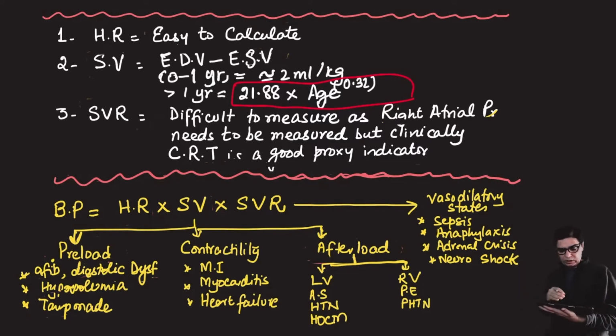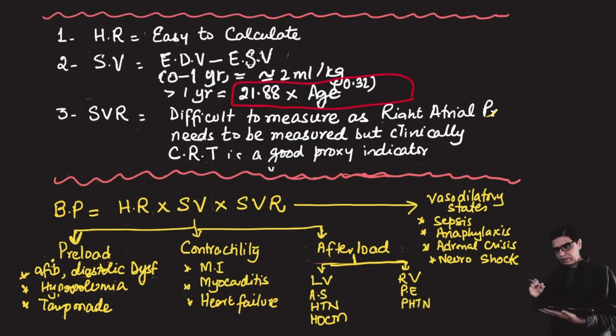So this way, you can calculate the stroke volume for children who are greater than 1 year of age, and this is the normal stroke volume. I'm not talking about the disease state. This would be the normal stroke volume that you would expect for that age group.